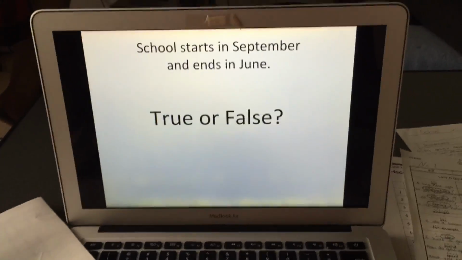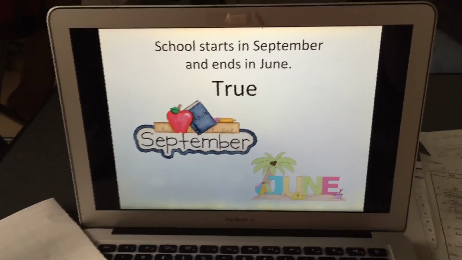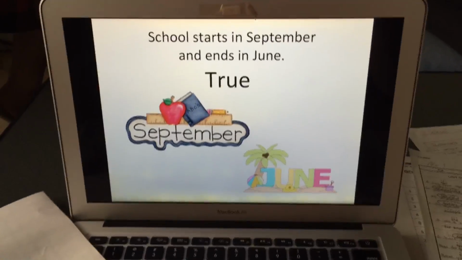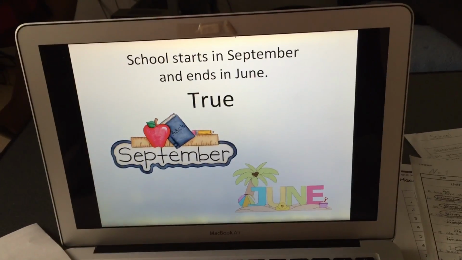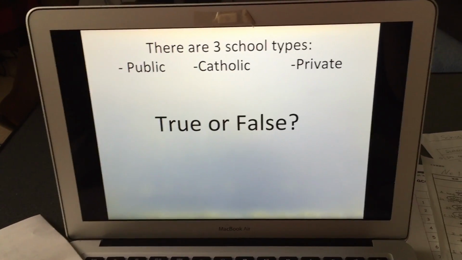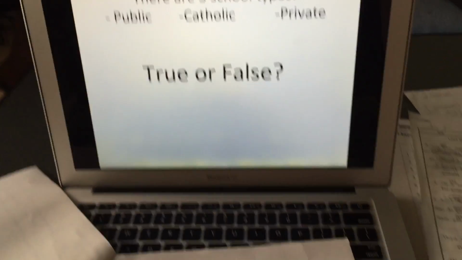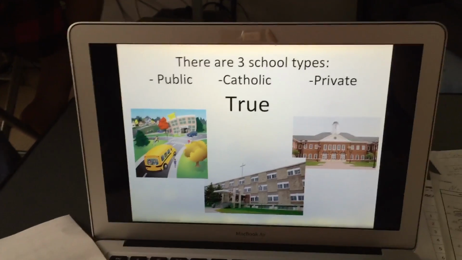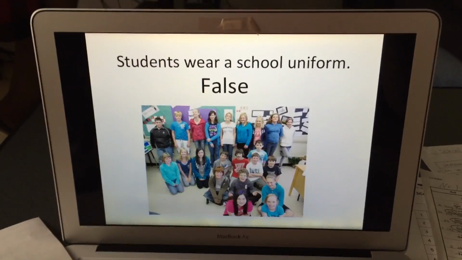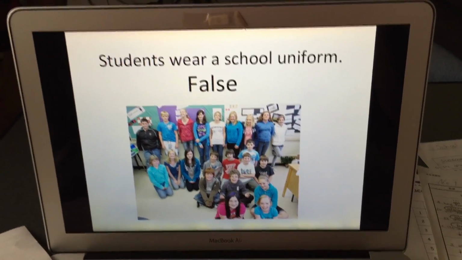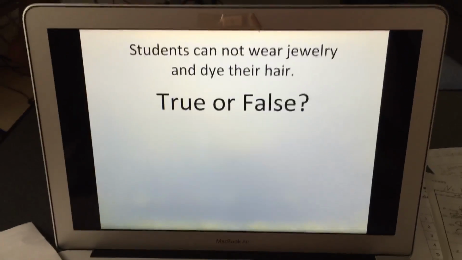So, okay, school in Canada. School starts in September and ends in June. This is true. School in Japan starts in April and ends in March. The kids are just like, ooh, that's interesting. Okay, there are 3 school types. Again, this is in particular to where I'm from. There's public, Catholic, and private. And this is true. Students wear school uniform. I put false because in most cases where I'm from, the students do not wear school uniforms.